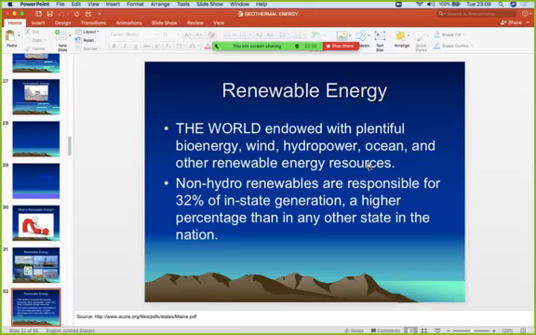So the world endowed with plentiful bioenergy, wind, hydropower, ocean, and other renewable energy resources. Non-hydro renewables are responsible for 32% of in-state generation. So when you see non-hydro renewables, those are all the renewables that are not related to water power or hydroelectric sources, a higher percentage than any other state in the nation.